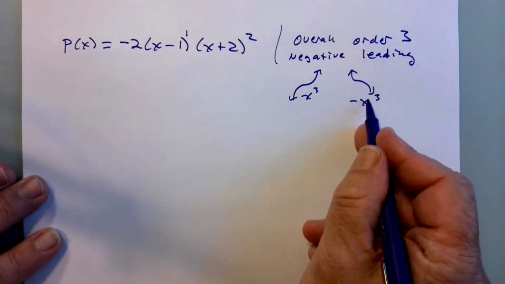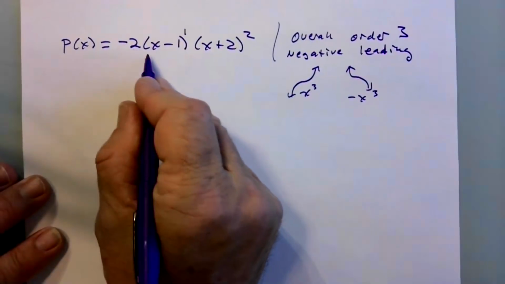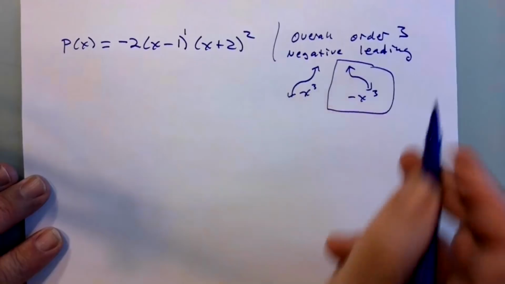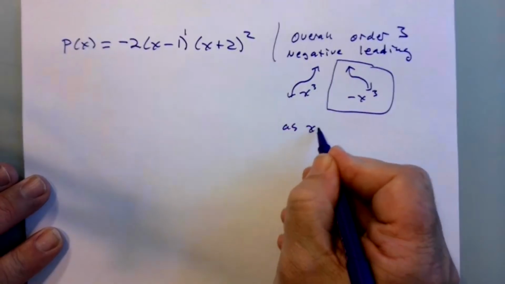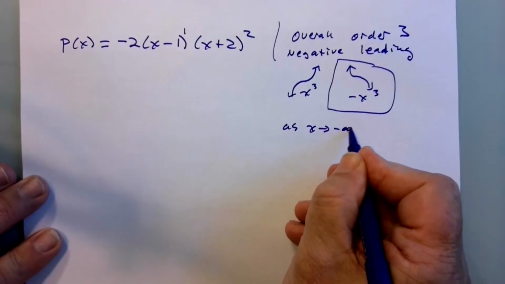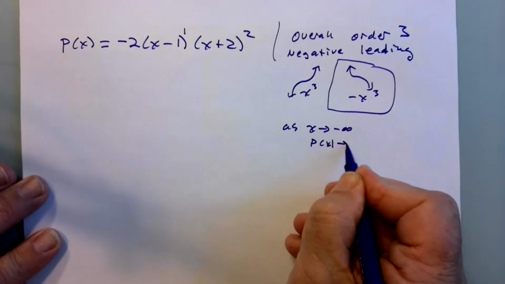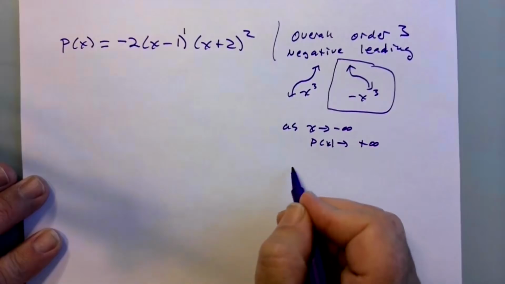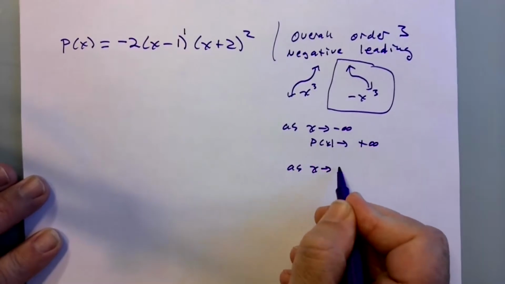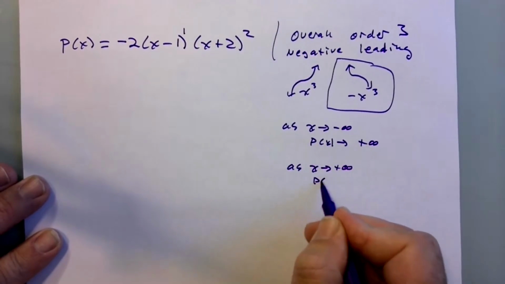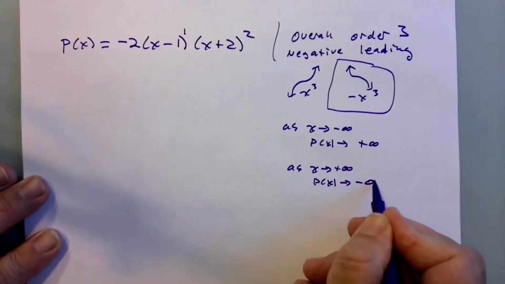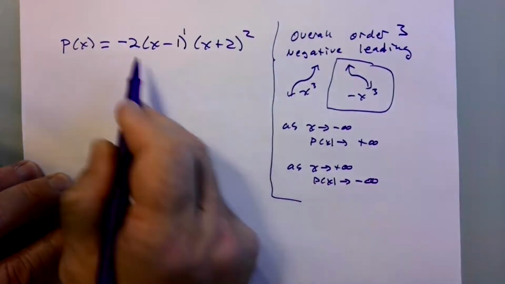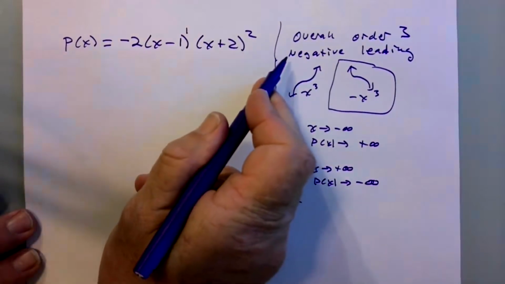So if I have a leading term that is negative for an odd-powered polynomial, this is the shape that we're going to have, which means as x goes to negative infinity, p of x will go to positive infinity. As x goes to positive infinity, p of x goes to negative infinity. So that's one nice thing we can get from this order 3 odd power. Leading term negative has to behave that way.